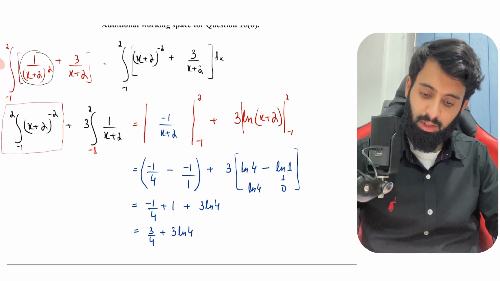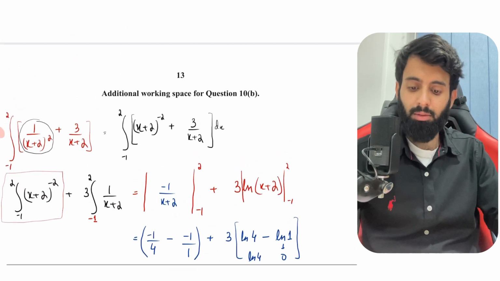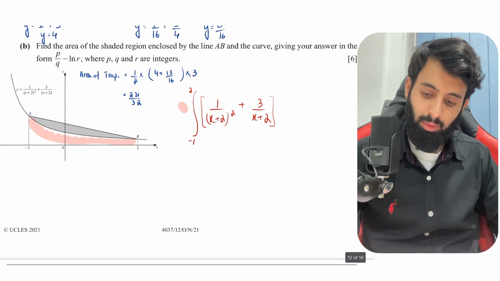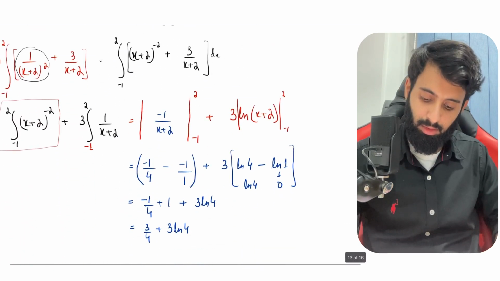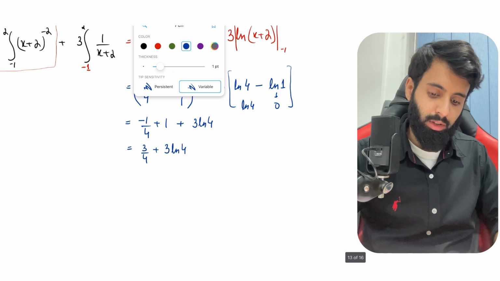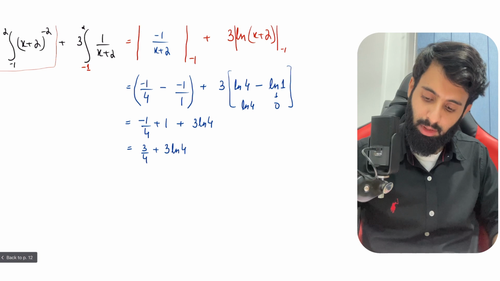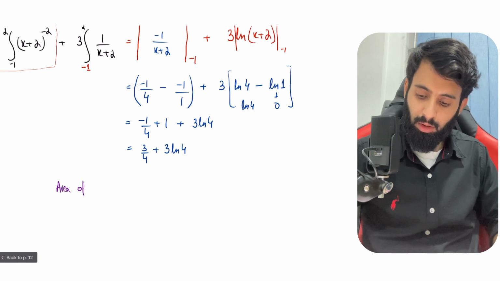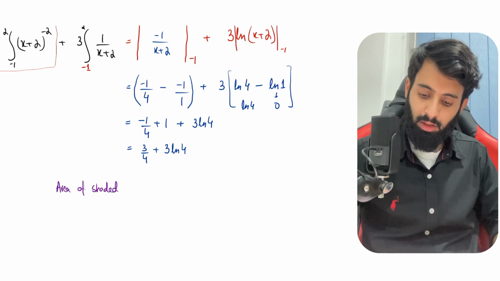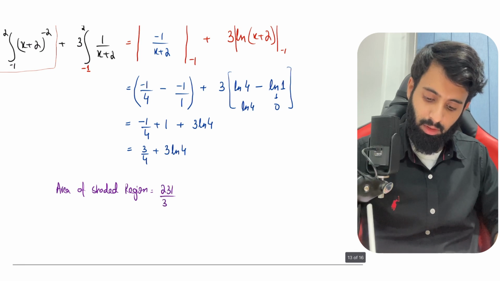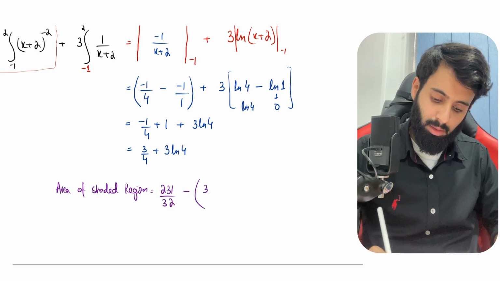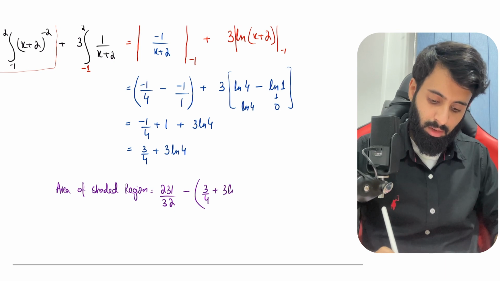Okay, now remember this value right here was basically the area under the curve, okay? Now what we're going to do is we have the area of the trapezium, and from it we're going to subtract the area that's below the curve so that we have the area of the shaded region. So I'm just going to switch to a neutral color. Yeah, let's go with purple. So area of shaded region is equal to area of trapezium, which is 231 over 32, minus 3 upon 4 plus 3 ln 4.